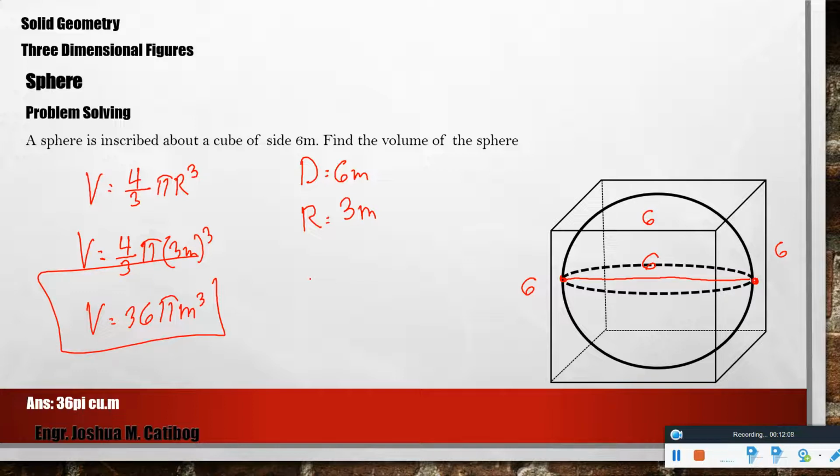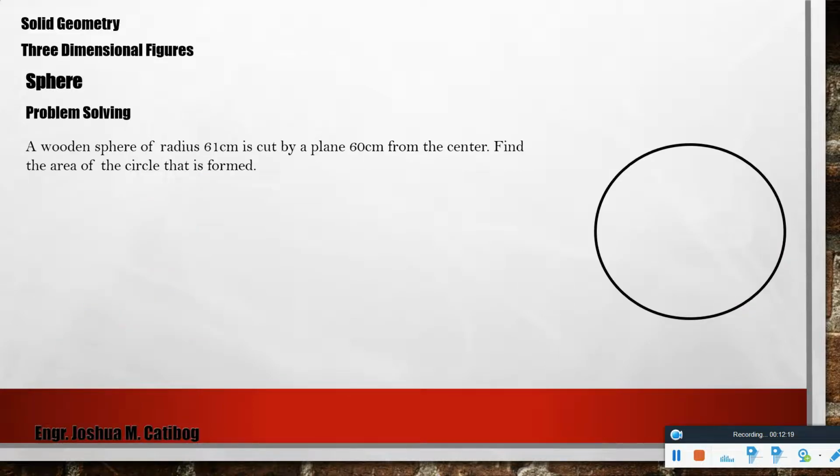Okay, so again guys, if you will have any concern, please don't hesitate to message me. Pero actually, ito naman, napakadali po unawain. Therefore, I think kayang-kaya po natin itong aralin. Okay, so ito, another problem po natin.